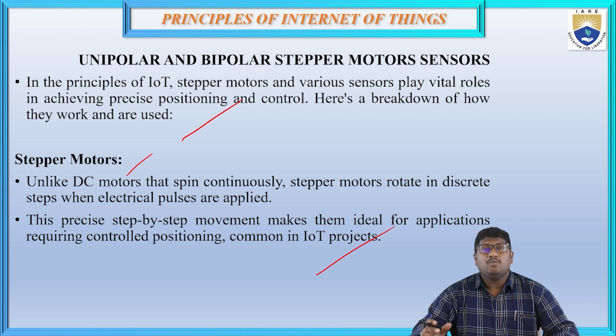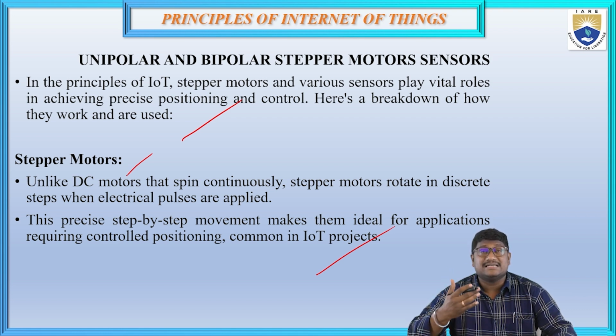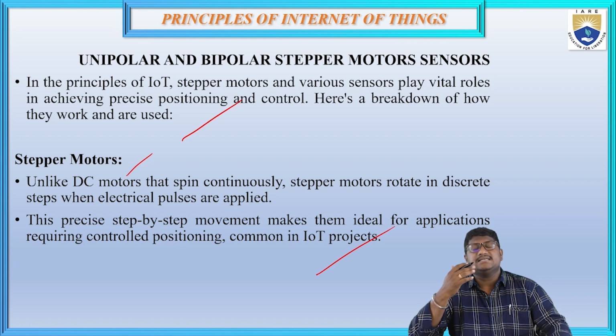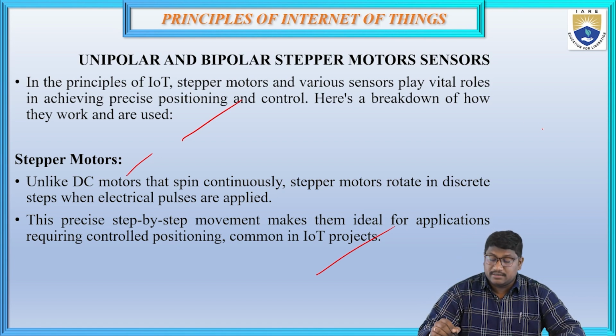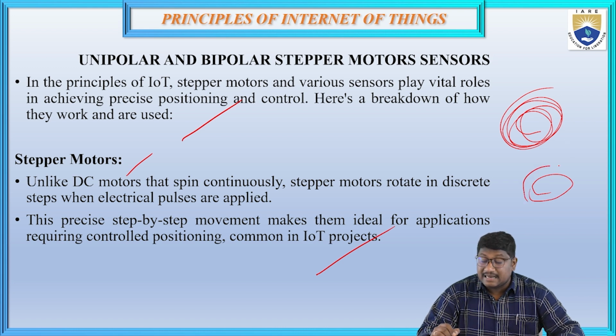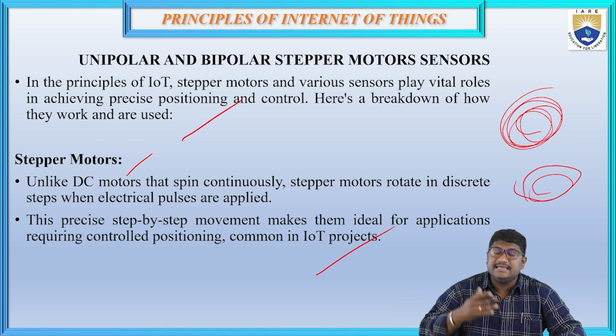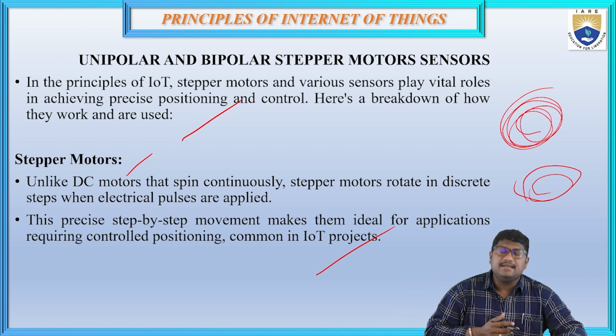Coming to the stepper motor, what is a stepper motor? We have seen the DC motor, right? It spins continuously, whereas a stepper motor rotates in discrete steps when electrical pulses are applied. Got it, guys? DC motors rotate continuously, whereas stepper motors take discrete steps when an electrical pulse is applied. Until then, it is not going to spin continuously. Got it, guys? That is the stepper motor.